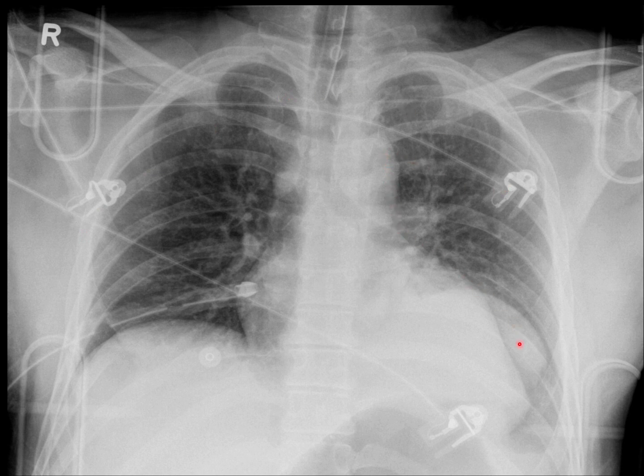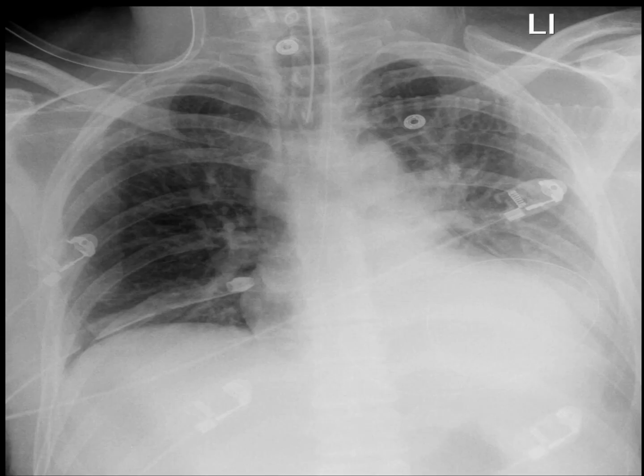C, okay. D, E, I think we have the board again, tube, lines, tube, electrodes. I don't see any NGTs. So the right-sided chest tube is in place, and I don't see any residual pneumothorax, and the left hemidiaphragm is not very clear here. So maybe we might need to pass an NGT for this patient.